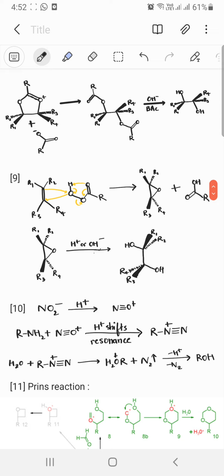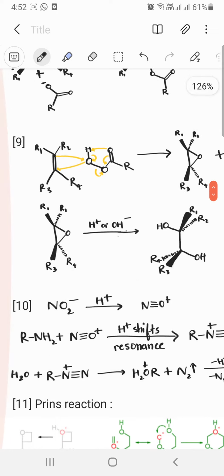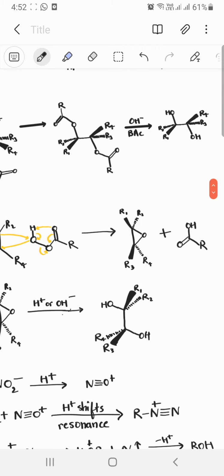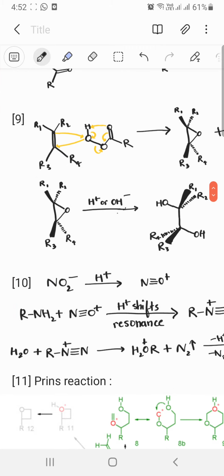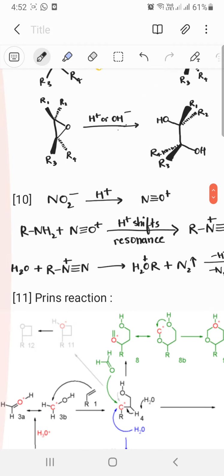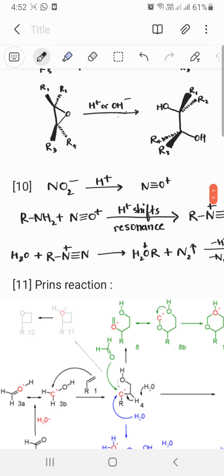Okay, then the next reaction, epoxidation. Epoxidation is generally done with MCPBA, but it can be done with any peroxy acid. It epoxidizes the alkene, and then if you put the epoxide in a polar protic solvent, it will solvolyze to give you something like this. In case it's H2O, you will get this anti-hydroxyl product. Okay, cool.